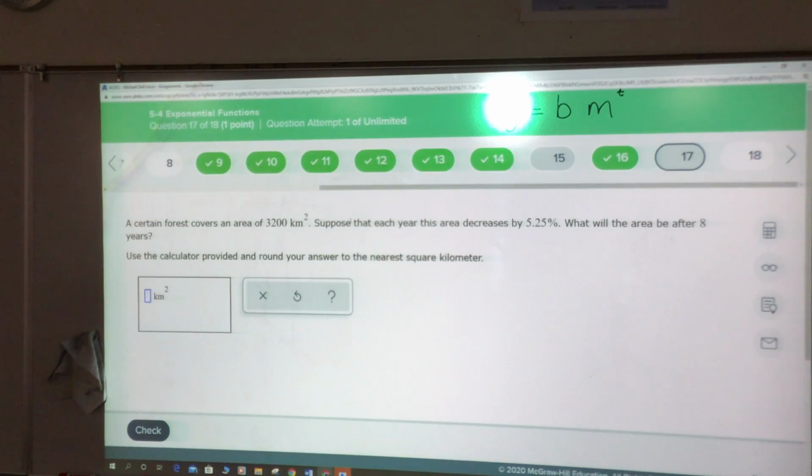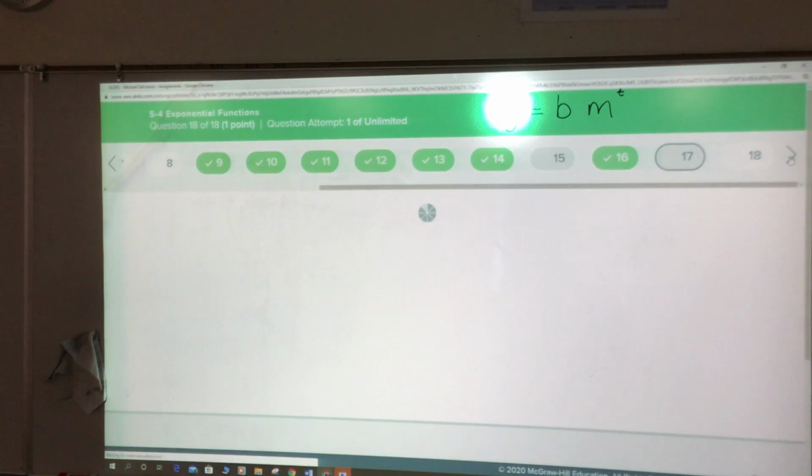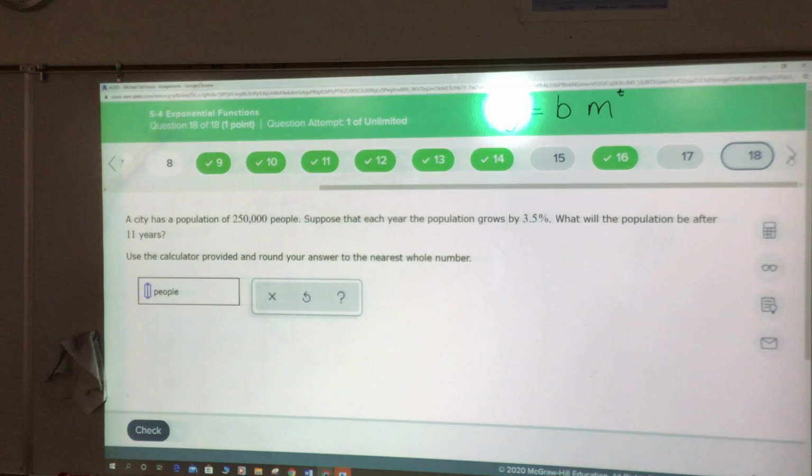So here, 3,200 covers an area. Suppose each year this area is decreased by 5.25%. So you have 3,200 times 0.9475 raised to the 8th power. Okay? These are fun. Another one just like it.